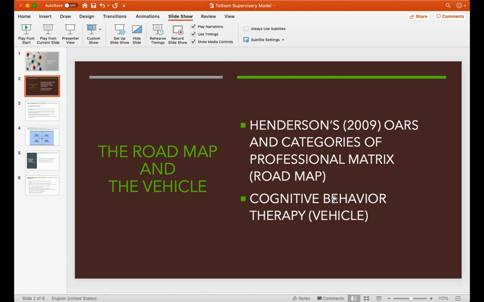The roadmap is a tool that shows me as a supervisor the way to go. And the vehicle is the methods I will use along the way. So I'm using Henderson's ORs and categories of professional matrix as my map that's showing me the way to guide the supervisee to where I need to go, and then cognitive behavior therapy techniques and theory will be my vehicle.